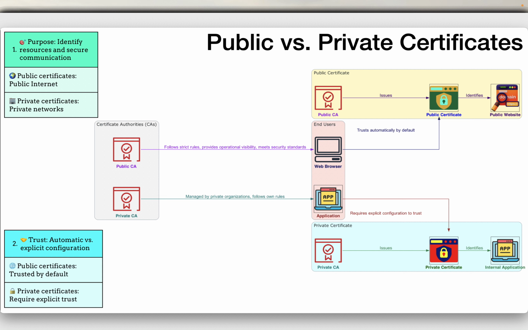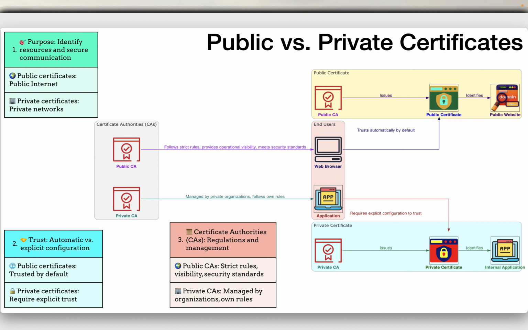Second point is about trust. There is an automatic versus explicit configuration. In case of public certificates, applications and browsers automatically trust public certificates by default without requiring any additional configuration. But in private certificates, administrators must explicitly configure applications to trust private certificates as they are not automatically trusted by default.